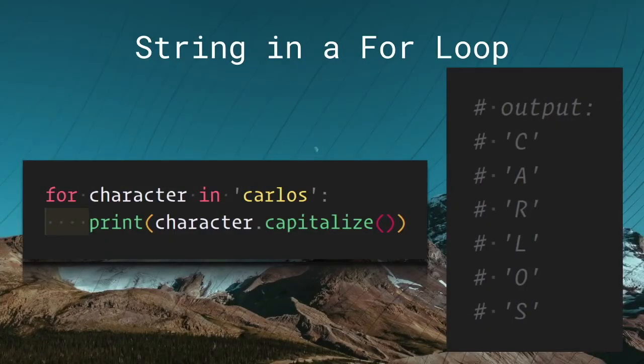In this example, we'll loop through my name and print out the uppercase version of it. For every character in Carlos, print that character, but capitalized. On the right-hand side, you see the output of capital C-A-R-L-O-S.